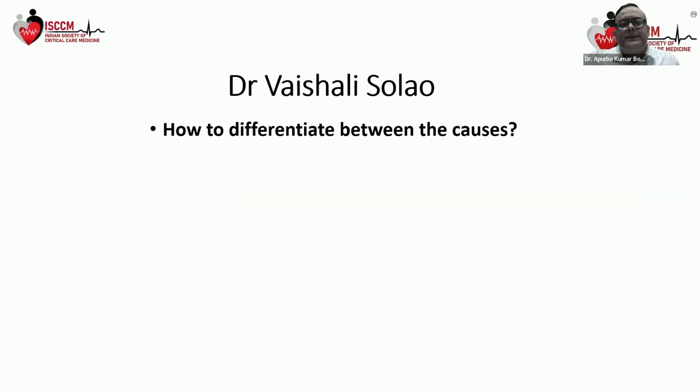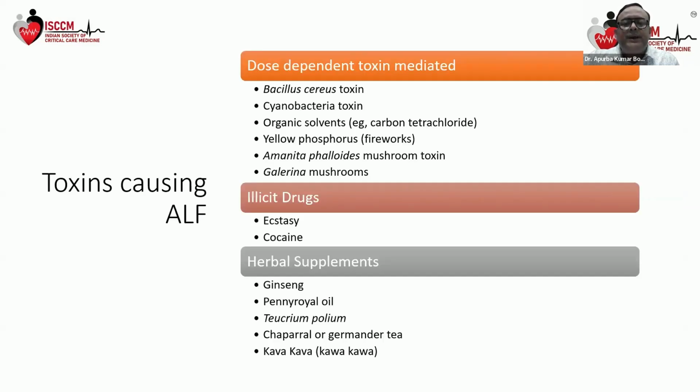Even dose-dependent toxins. There are lots: Bacillus cereus toxins, cyanobacteria toxins, organic solvents like carbon tetrachloride, yellow phosphorus, even mushroom toxin, and there are lots of illicit drug abuse in a dose-dependent manner like ecstasy, cocaine. Now, lots of herbal supplements are there which can precipitate acute liver failure, like ginseng. Lots of herbal products. So you need to be very careful in taking history. You have to correlate things, and you need to see the patient in a very individualized manner.